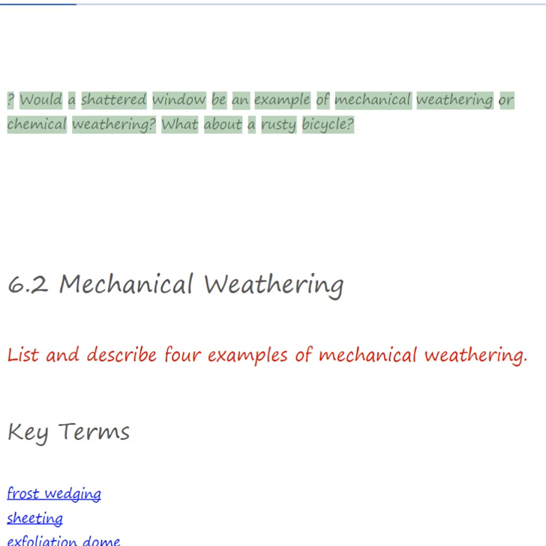Would a shattered window be an example of mechanical weathering or chemical weathering? What about a rusty bicycle?